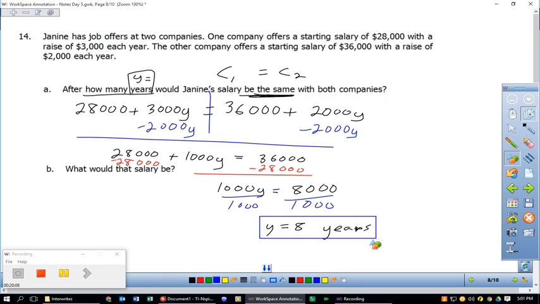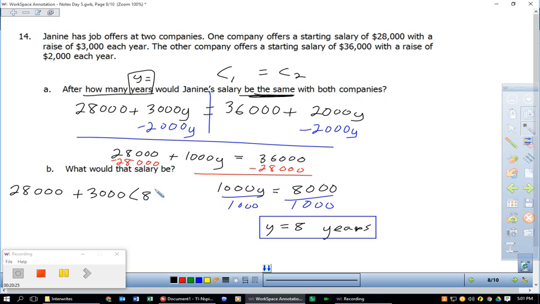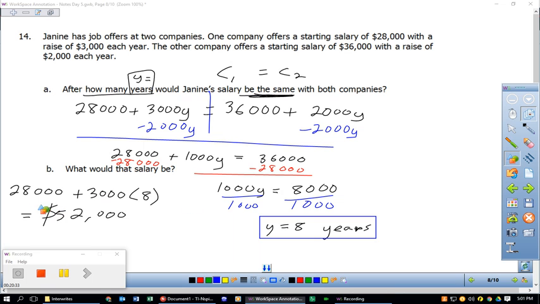Now, this says, what would the salary be? Since it's going to be the same in both companies, it doesn't matter which one we use, but I'm just going to go ahead and take this first company, $28,000. In 8 years, that's going to be $3,000 a year for 8 years, which is going to be a grand total of $52,000. That's going to be the salary in 8 years. And if you really don't believe me, you can take that 8 years and plug it into this other equation right here. You'll get $16,000 and a total of $52,000. So it will be the same. That was actually the point. We want to know when they were going to be the same. All right. That's number 14.